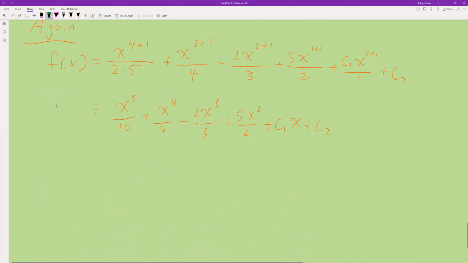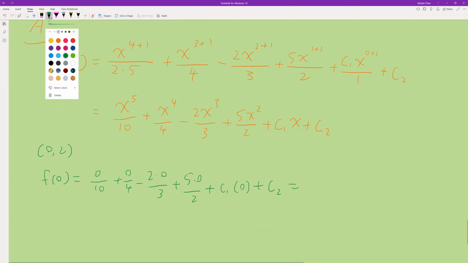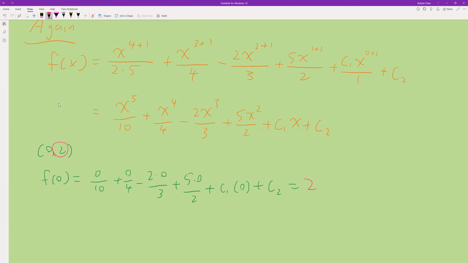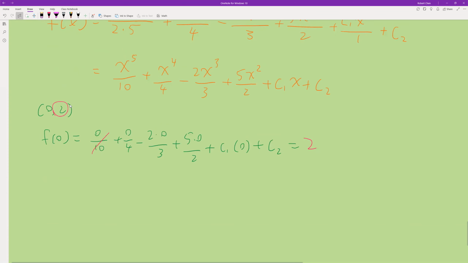All right, so first, let's plug in (0, 2). Right, so f of 0 should be equal to 0 over 10 plus 0 over 4 minus 2 times 0 over 3 plus 5 times 0 over 2 plus c1 times 0 plus c2. And that should be equal to 2, right? It tells us that f of 0 is 2. But you're going to see that all of these are actually just 0. 0, 0, 0, 0. That tells us that c2 is actually equal to 2, right? That's good. That's 1 down, right?